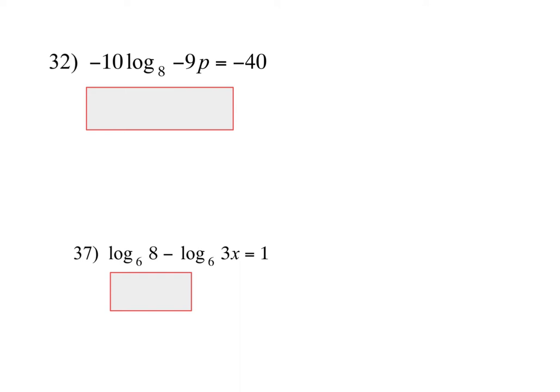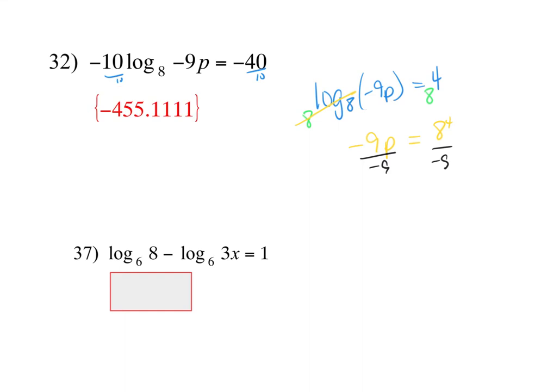So like for number 32, you actually only have a log. You can go ahead and divide by that -10, right? Divide by the -10 on both sides. Log base 8, and this -9p is in the log. And now we can actually use our base 8. Take both to the base 8. It cancels here. -9p equals 8 to the 4th power. Divide by that -9. And you get this crazy big number.